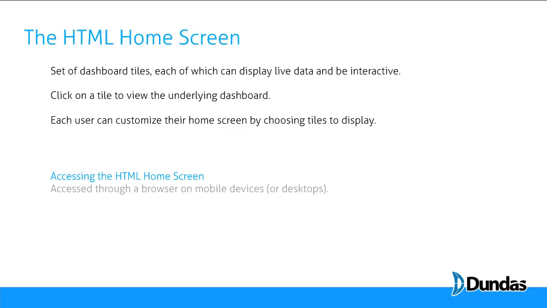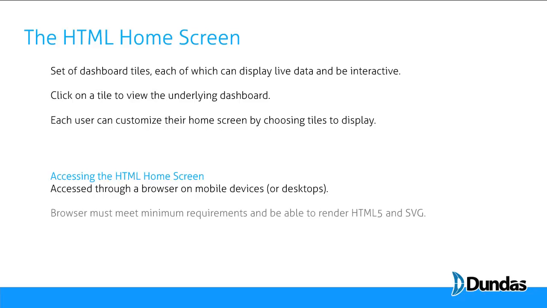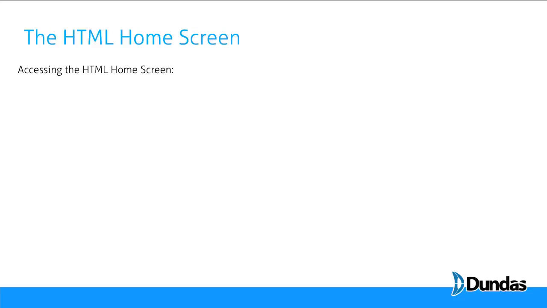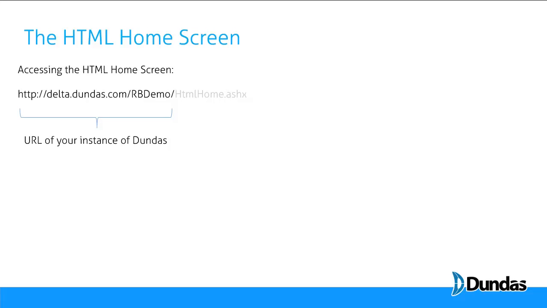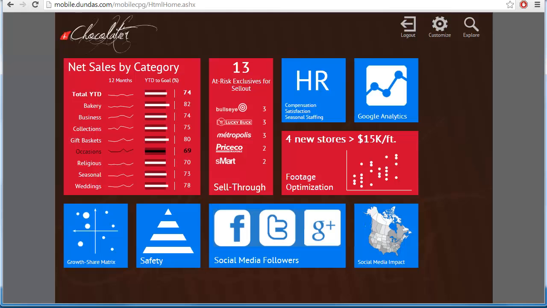To access the home screen, you'll need to be coming through a browser that meets the minimum requirements as laid out on our support site. The URL for the home screen is as follows. It's simply the URL of your instance of Dundas as you've set up in IIS, followed by HTML home. So here we have the HTML home screen. You can see it comprises a number of tiles.